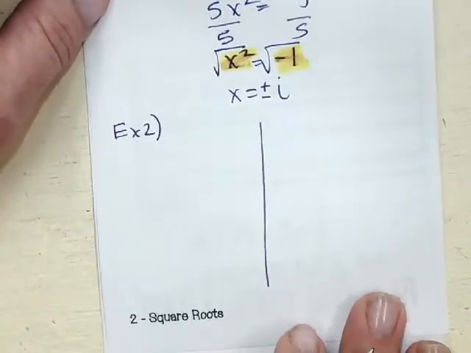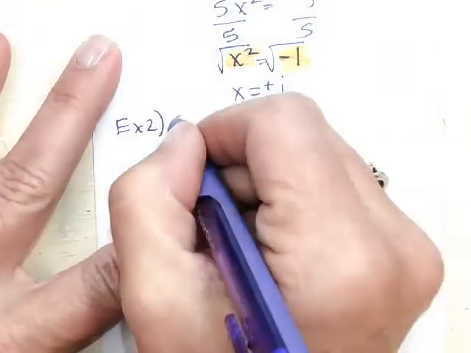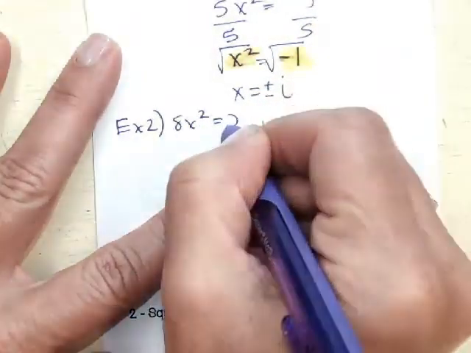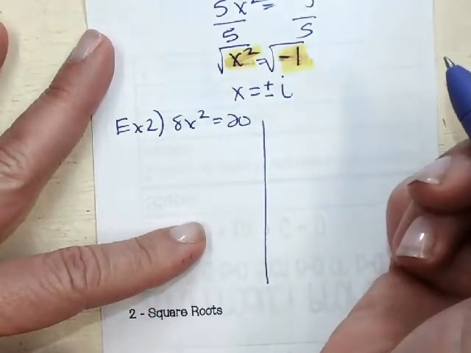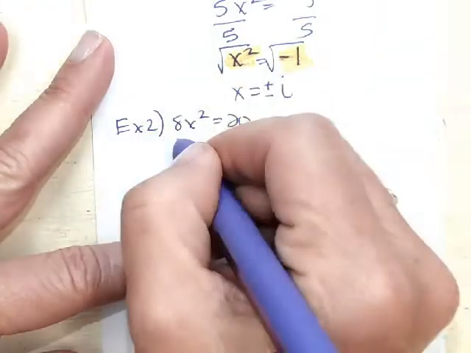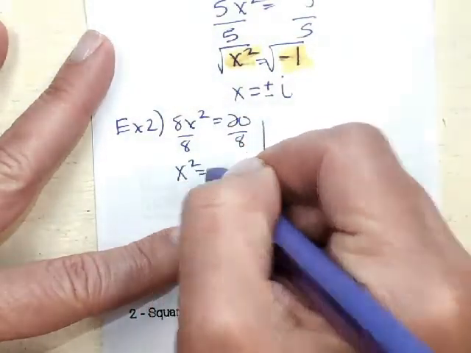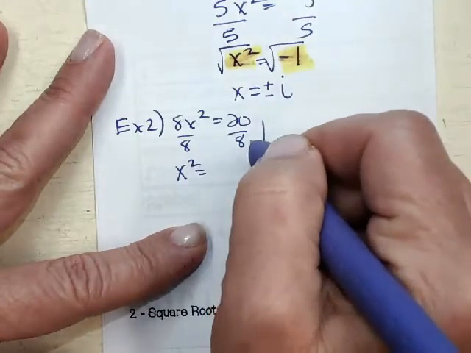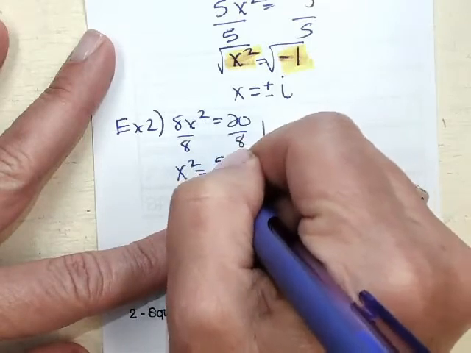Because I wrote that kind of big in a small little book. So if I've got something like this, 8x squared equals 20. I've got to get the x squared by itself. So we're going to divide by 8. And I get that x squared is equal to, oh, I can't do that. So just simplify it. 20 over 8 is 5 over 2.